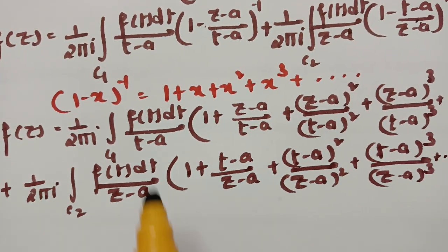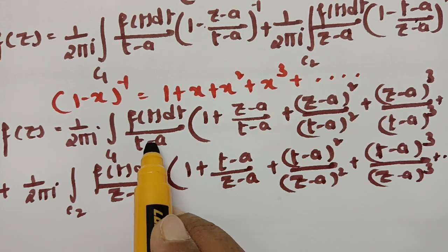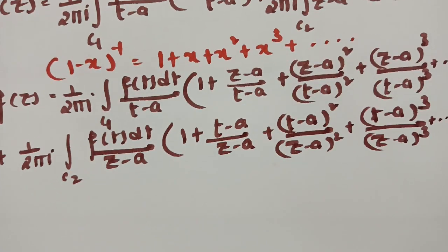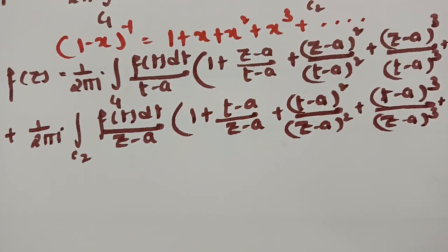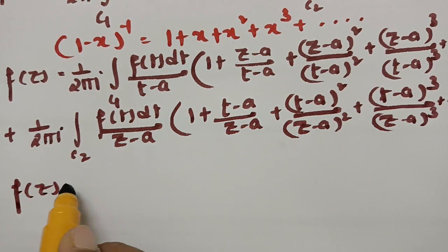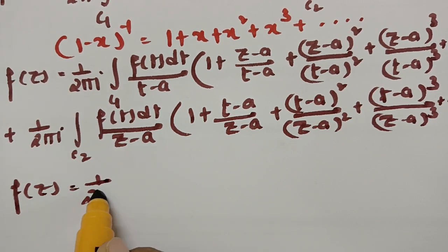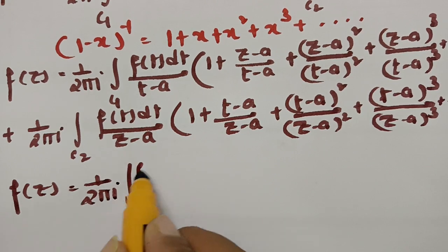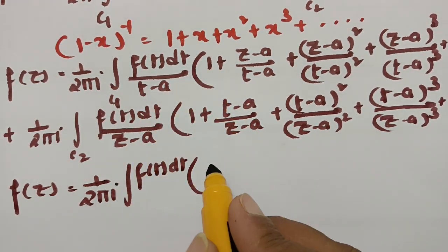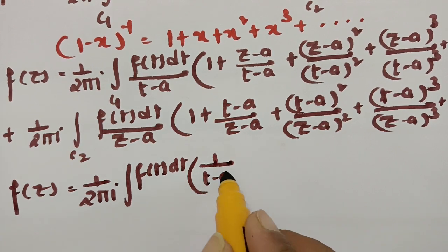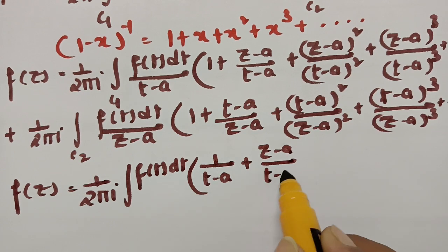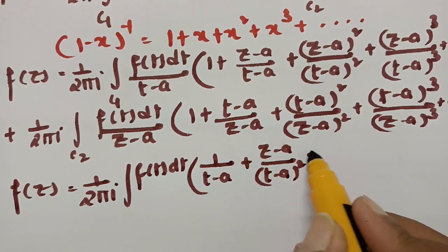Now I am going to multiply with t minus a. I am sending this t minus a inside and z minus a inside. See, the next step will be f of z is equal to 1 by 2 pi i integral f of t dt by, if I send this inside, this will be 1 by t minus a, plus z minus a by t minus a whole square.